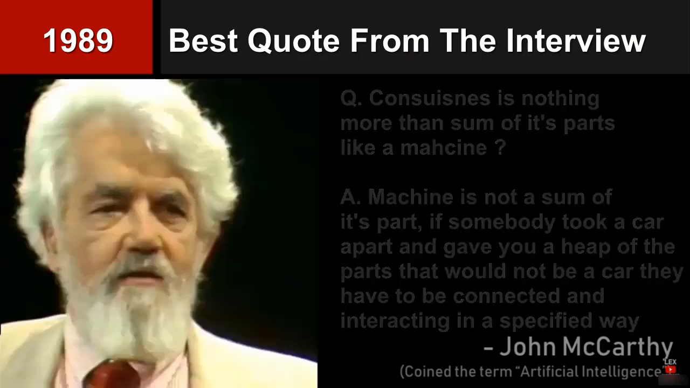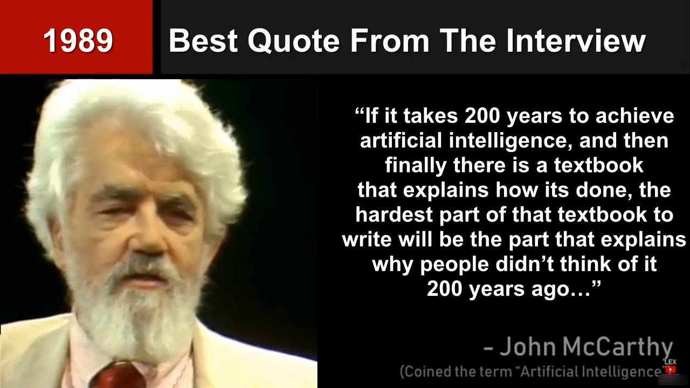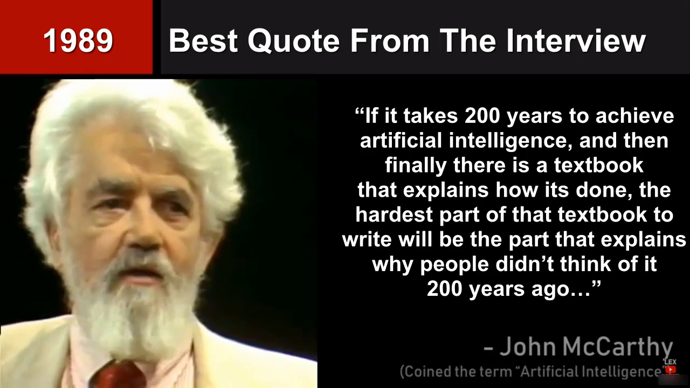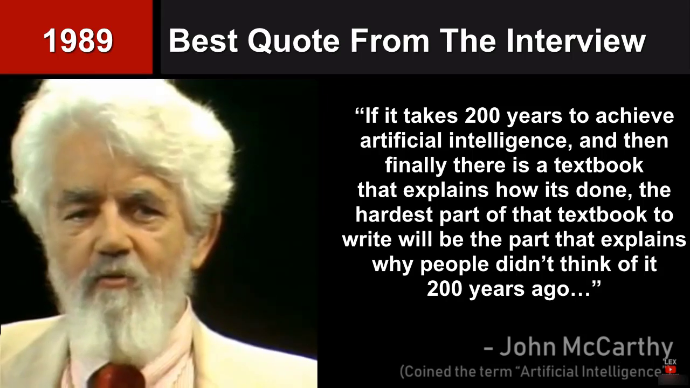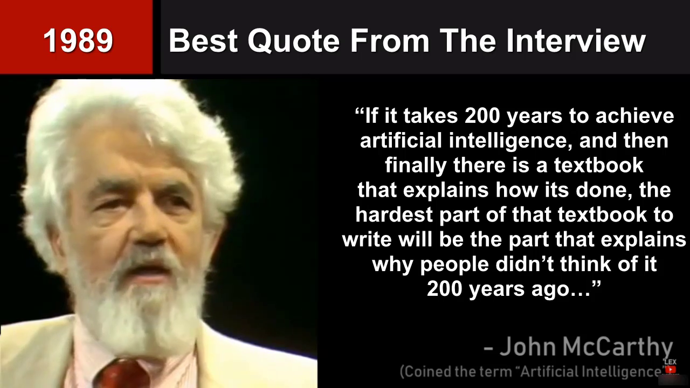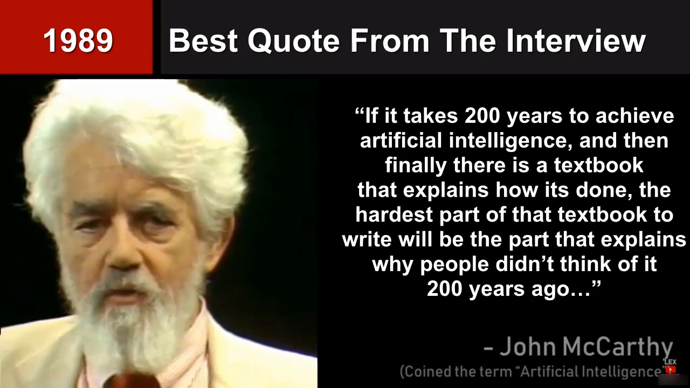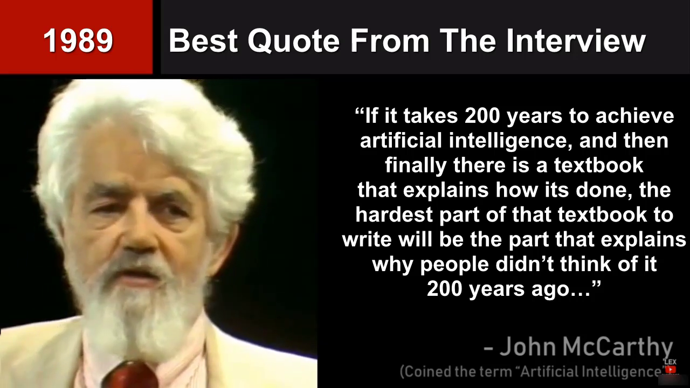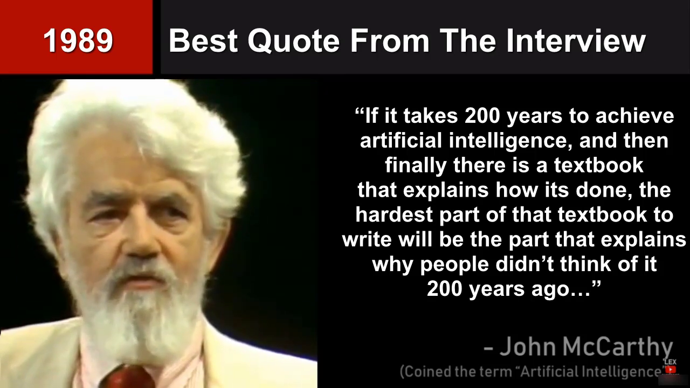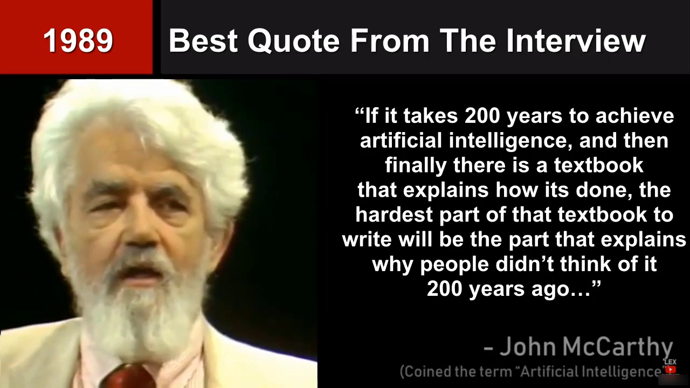That's right. What I believe is that if it takes 200 years to achieve artificial intelligence, and then finally there is a textbook that explains how it's done, the hardest part of that textbook to write will be the part that explains why people didn't think of it 200 years ago. Because we're really talking about how to make machines do things that are really on the surface of our minds. It's just that our ability to observe our own mental processes is not very good and has not been very good.